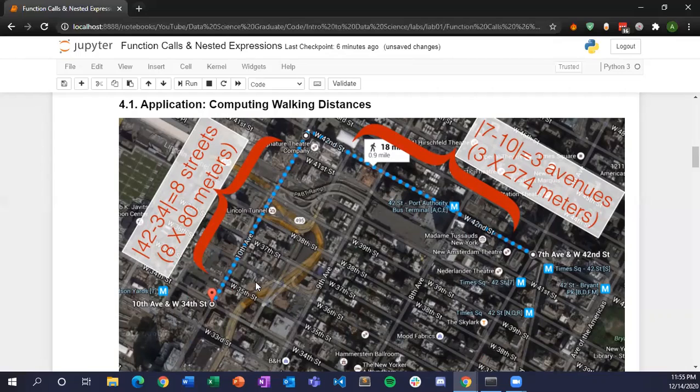Using the map, he sees he'd have to walk 3 avenues or long blocks and 8 streets or short blocks. In terms of the given numbers, he computed 3 as the absolute value of 7 and 10 for avenues, and 8 similarly for streets. David also knows that blocks in Manhattan are all about 80 meters by 274 meters, since avenues are farther apart than streets. So in total, he'd have to walk 80 times the absolute value of 42 minus 34 plus 274 times the absolute value of 7 minus 10 meters to get to the park.